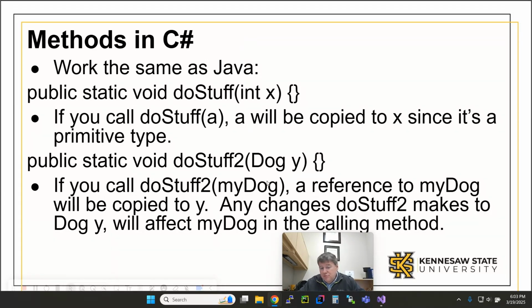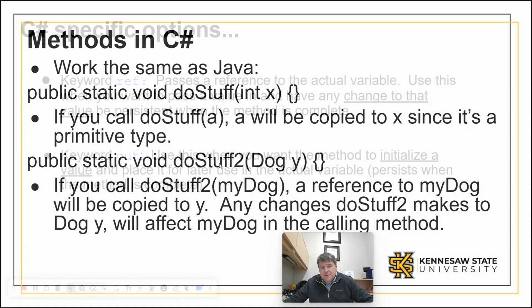And the way that parameters are passed, same thing. If you pass in an integer, you get a copy of the value. If you pass in an object, then you get the actual reference to the object. And so anything that happens to the dog in the method affects the dog in the real world. Whereas with an integer, if you change the number from 6 to 7, then it's changed only in the method. All right, so all that's the same as in Java.